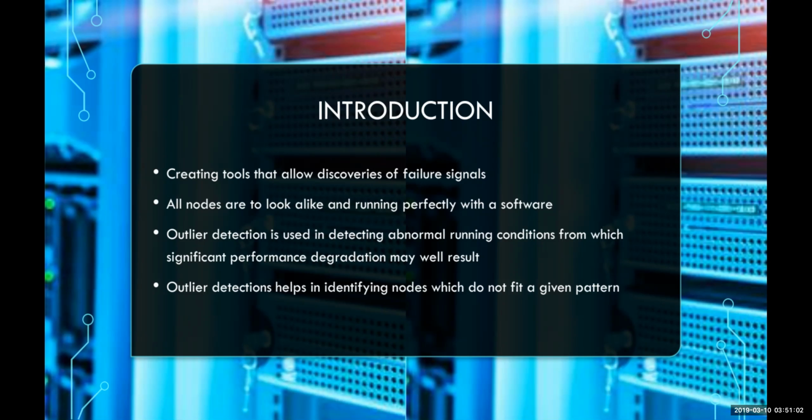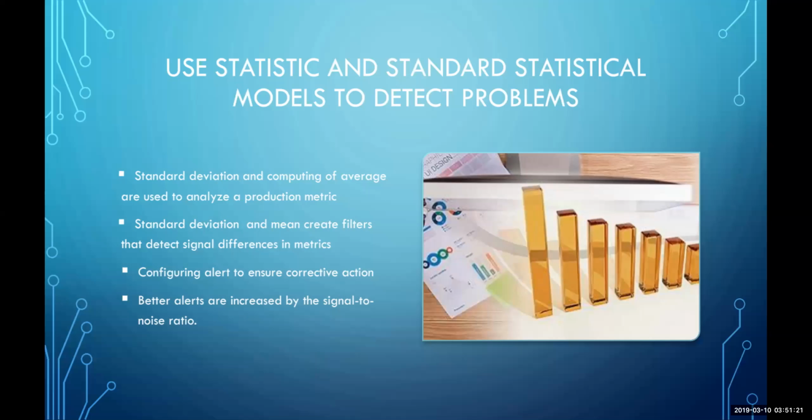Also, we'll be discussing how to instrument and alert on undesired outcomes, as well as the problems that arise when our telemetry data has a non-Gaussian distribution. Now, first of all, we will talk about the use of standard deviation and standard statistical models to detect problems. In our organizations today, we need means by which we can solve the series of problems that might arise as time goes on.